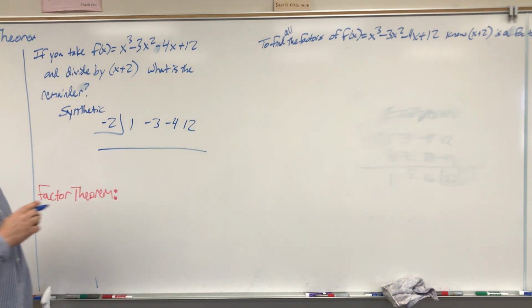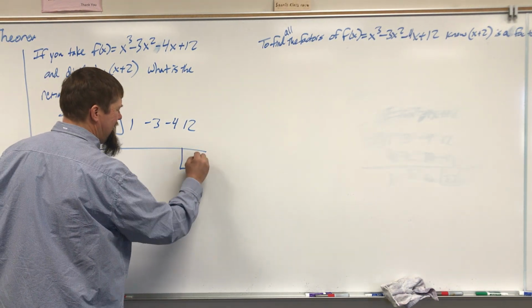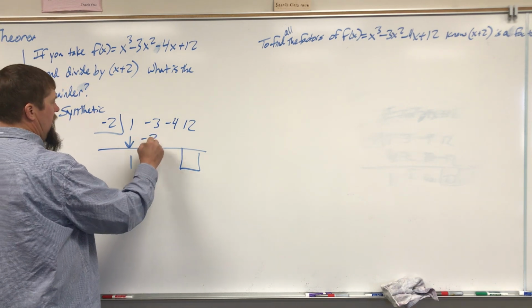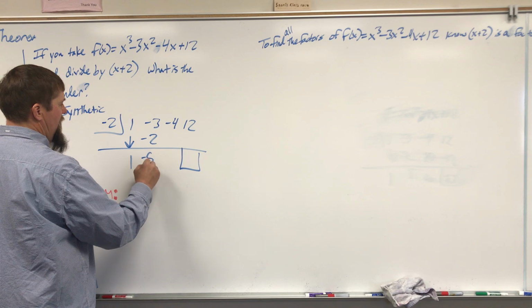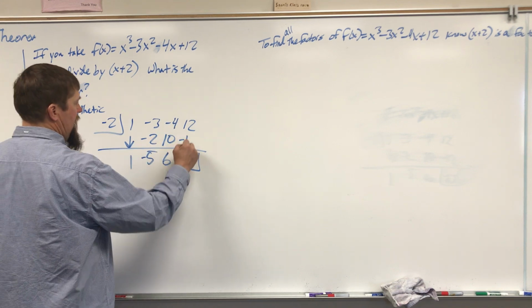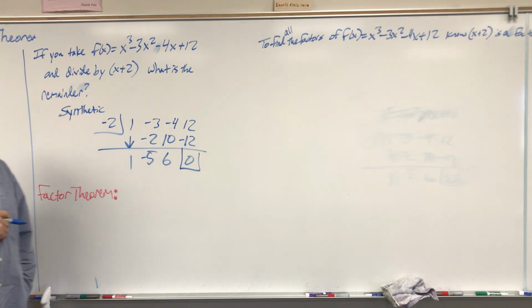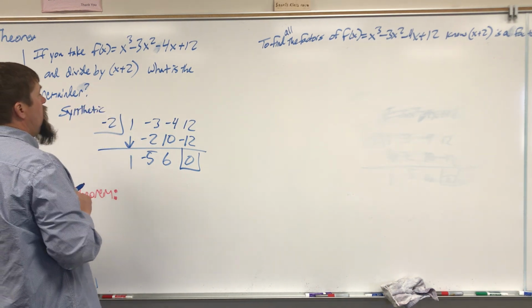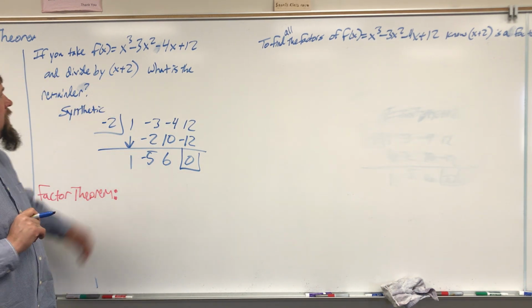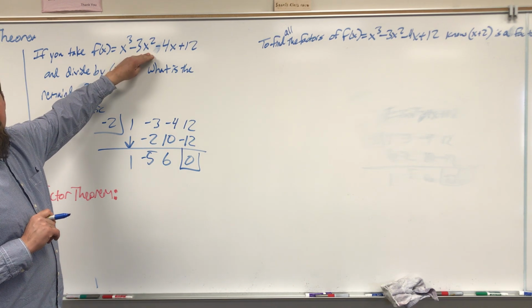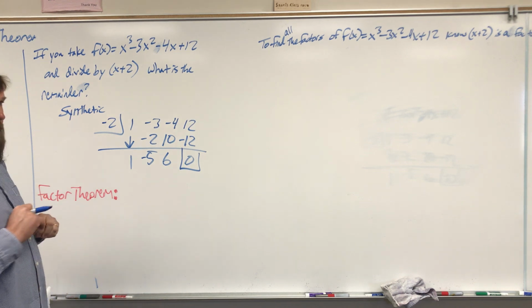Now, to get the remainder, remember that is this number right here. Okay, so I drop the 1, multiply, add, I get -5, multiply 10, add, I get 6, multiply -12, I get 0. So the remainder is 0. Now, do you consider x plus 2 to be a factor of f of x? And the answer is yes.